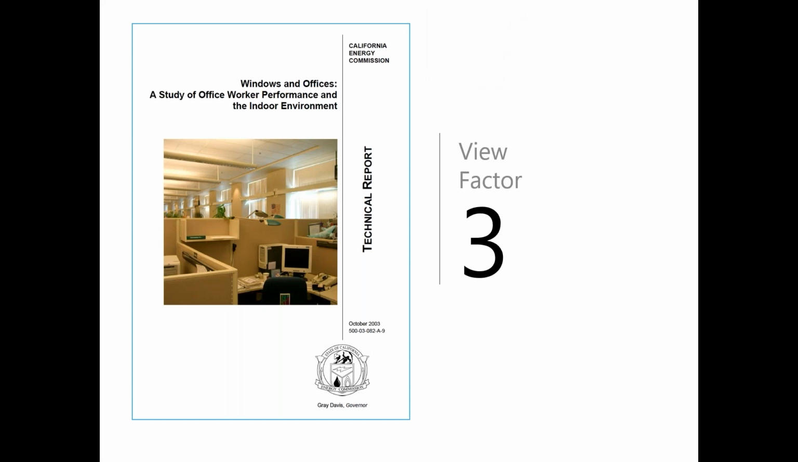And so view factor of 3. 0 is very poor, we have no views. 5 is high quality, and it is based off of this Windows and Offices study of office worker performance and the indoor environment. So if you're thinking about views of 3 or more, you have to consult this book because it depends on the layout of your floor plan, on if you have that view factor of 3 or not. It's based on angles and views. So for the test, all you need to remember is view factor of 3 or higher to be able to achieve this point.